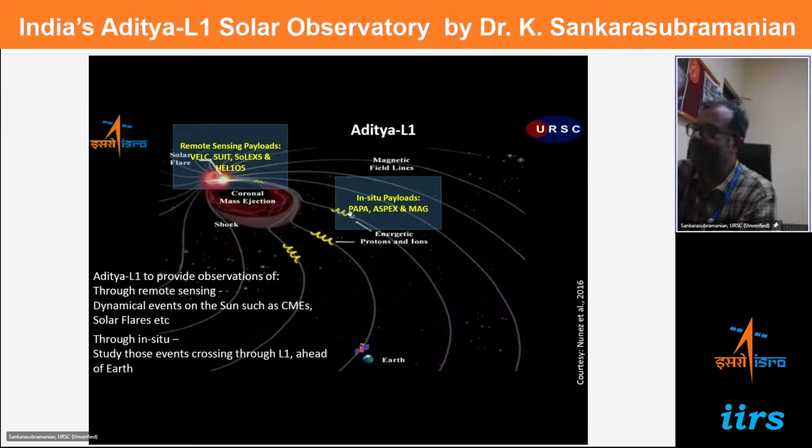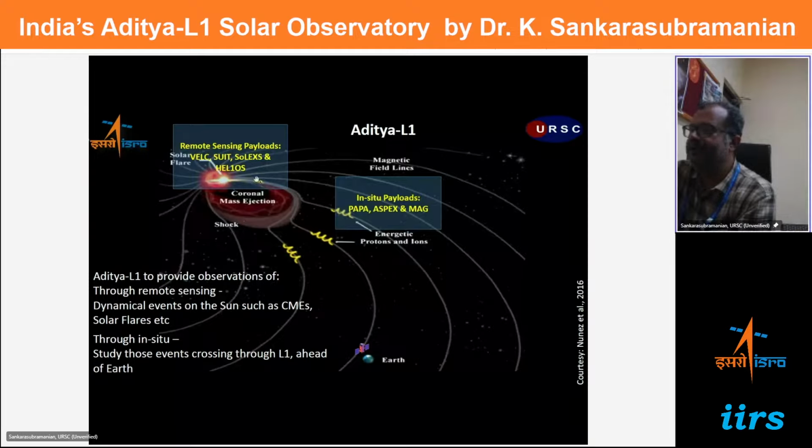And we have in situ payloads, which are 3 in number: the PAPA, ASPEX, and the magnetometer. The PAPA, which is the Plasma Analyser Package for Aditya, looks at the electrons coming from the sun at the L1 point, along with the ions coming from the sun. ASPEX, the Aditya Solar wind Particle Experiment, looks at the solar wind, especially protons and ions, and the magnetometer looks at the magnetic field at the L1 point. So you do get the particle information, electrons, protons, and heavy ions, as well as the local magnetic field.